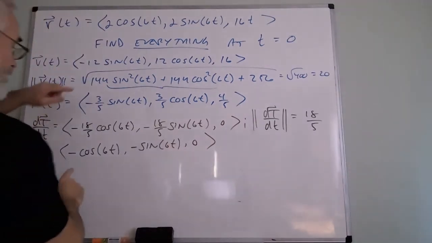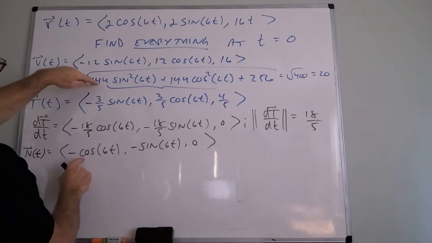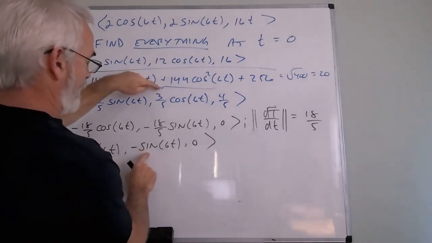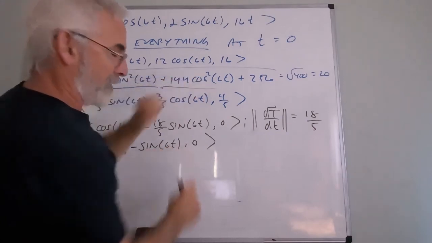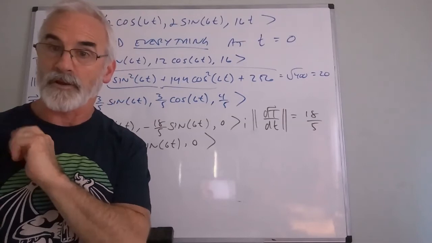That is true. So now let's do a quick dot product between them. This is positive 3/5 sine cos, negative 3/5 sine cos, 0. That does in fact add to 0. I've just proved that n and t are orthogonal.